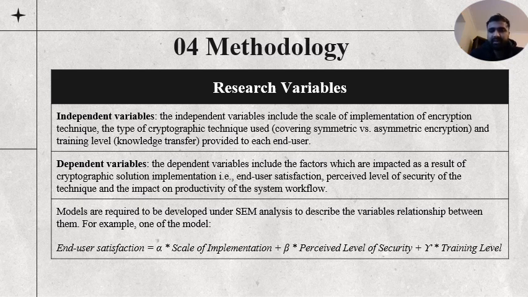And secondly, the dependent variables. The dependent variables include the factors which are impacted as a result of cryptographic solution implementation: user satisfaction, perceived level of security of the technique, and the impact on the productivity of the system workflow. Models are also required to be developed under SEM analysis to describe the relationships between the variables. For example, one model is user satisfaction equals scale of implementation, perceived level of security, and training level as well. So on to the next slide.